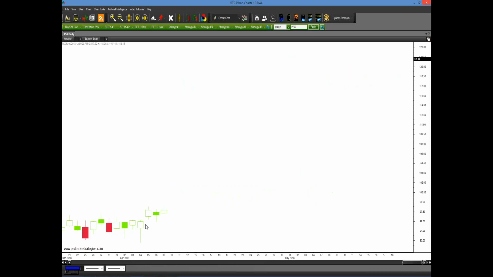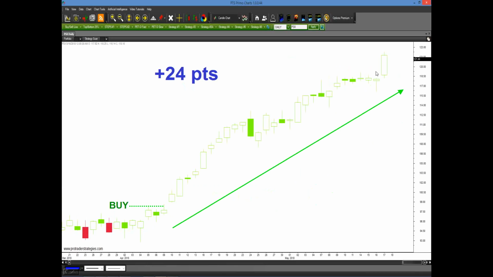So we have a cluster of green bars, and we have a short-term pivot high. We have a higher high, and a lower high. So that is the area we want to enter. Right here, we're on 95, 24 points coming into this past week, okay?